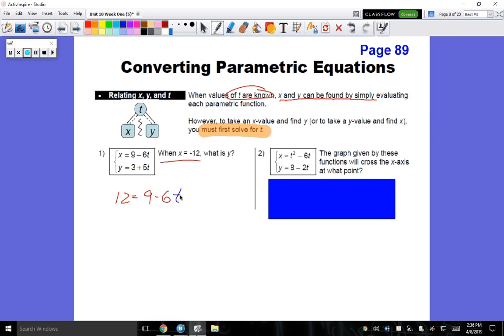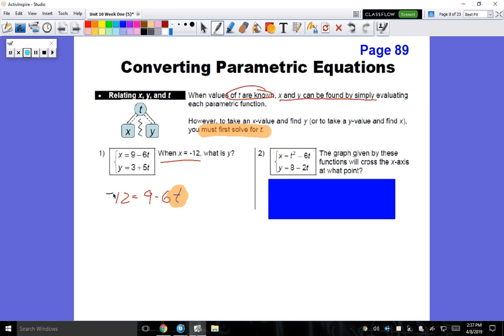then what is y? Okay? So to solve for what is y when x is 12, what you first have to find is when, that's that time parameter, is x 12. Okay? So it's going to be, oh, thank you, it's going to be negative 12, right? So when is x negative 12?